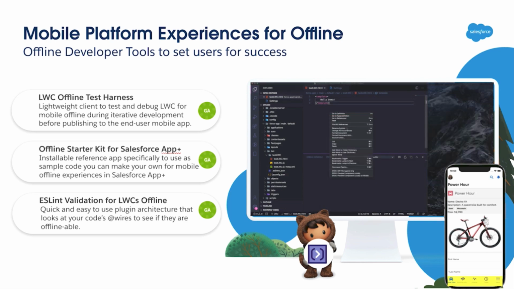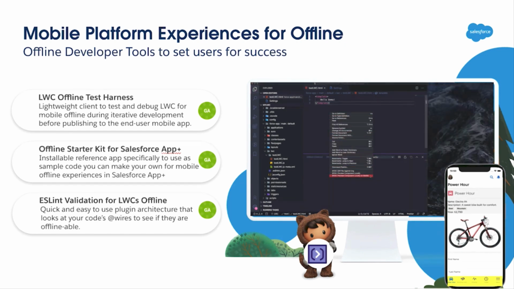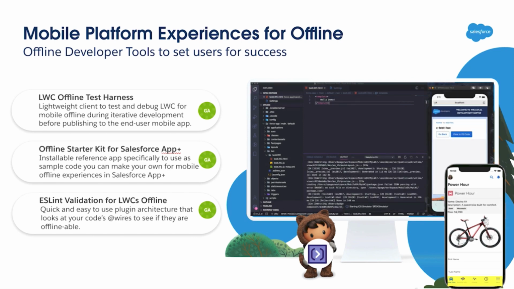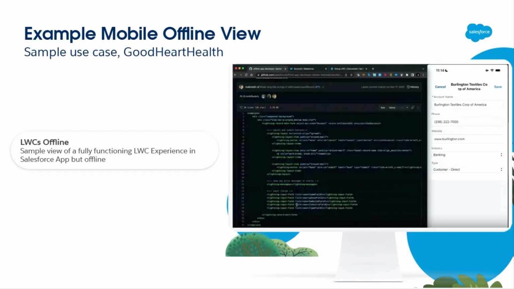Now let's take a quick look at an example. Today we'll focus on Salesforce App Plus, which is our new product SKU we've released in our 244 release, comprising of offline features such as Starter Kit and much, much more. But developer features such as Test Harness and Komachi Static Analysis are also available if you're building LWCs for Salesforce Field Service as well. Now onto the example.